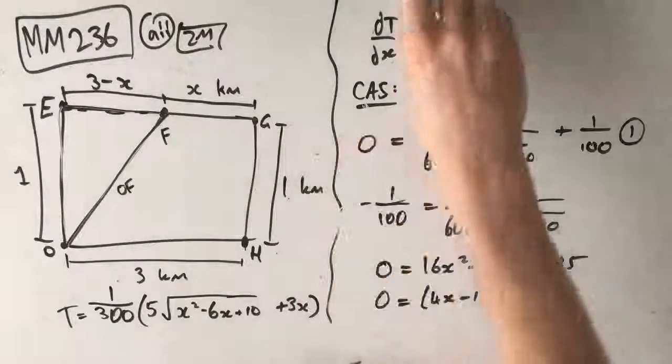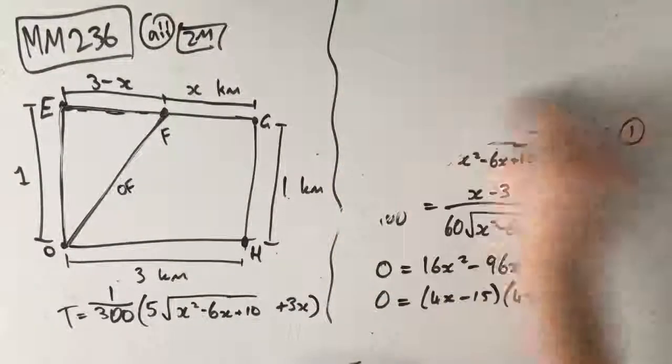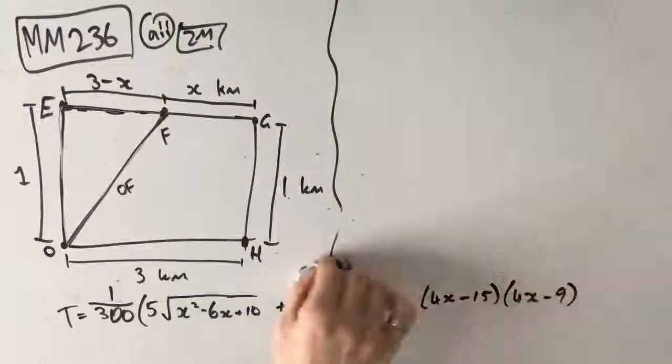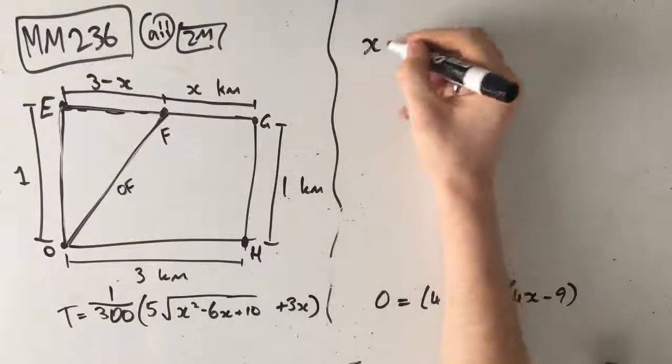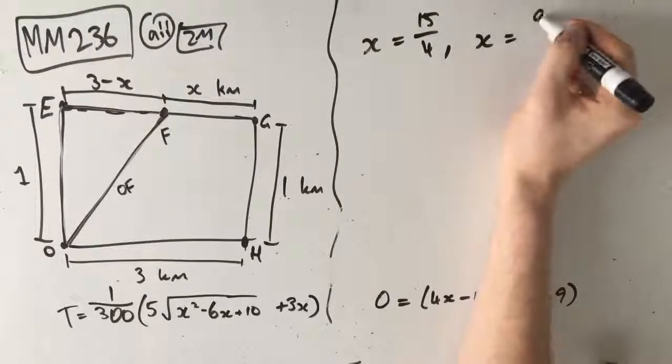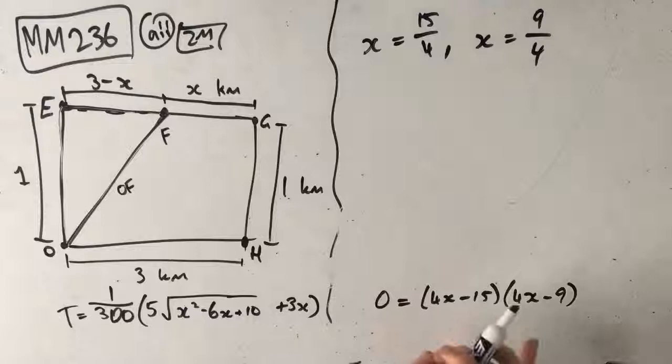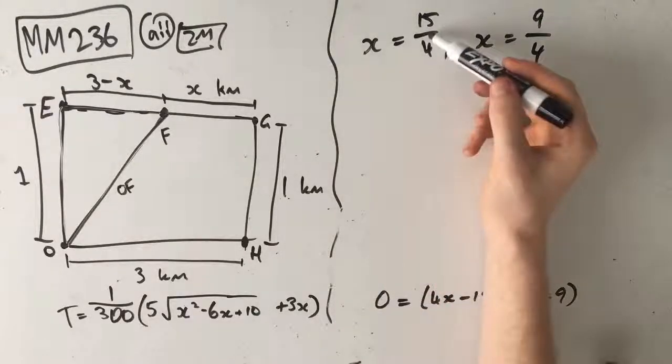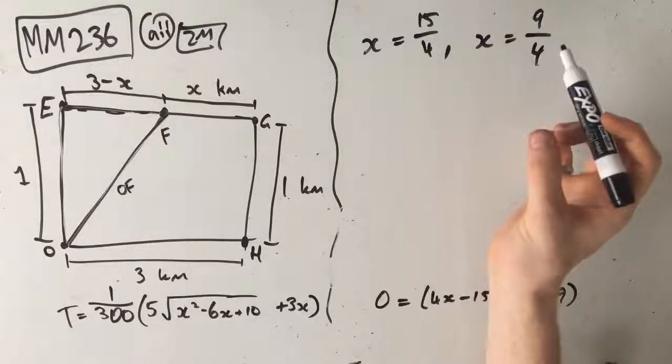which means that x is equal to 15 on 4 and x is equal to 9 on 4. But we have a problem here because one of these answers is outside our proper domain.